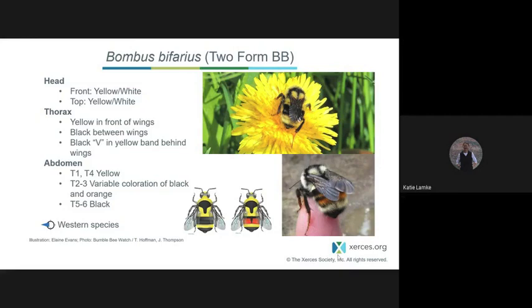And then the abdomen is where the two forms kind of takes its place. So T1 and T4 are going to be yellow, but T2 and T3 can vary whether they're black or orange. And if you collect this species, you'll likely be out in the western part of the state.